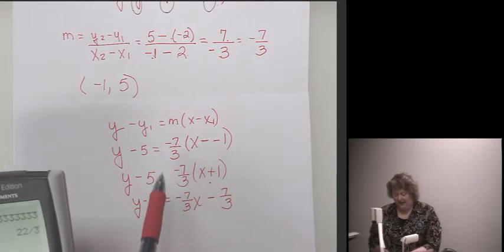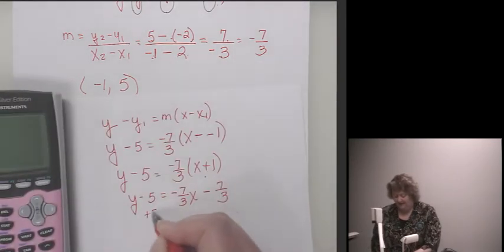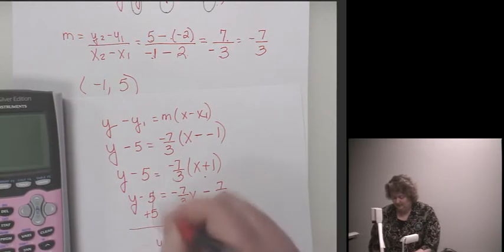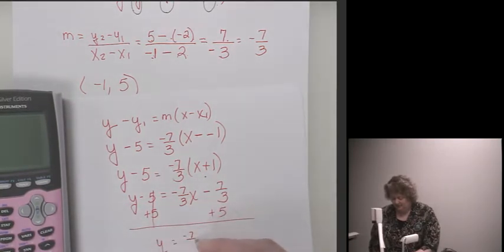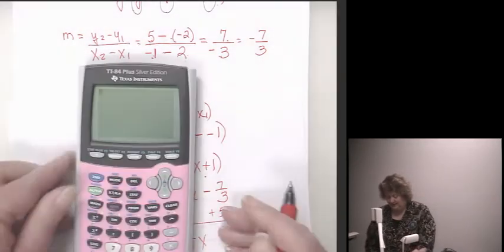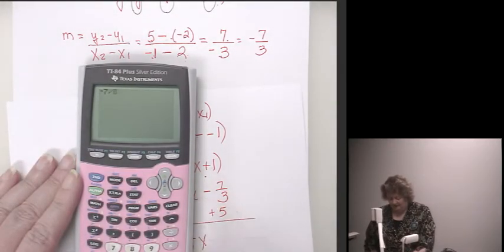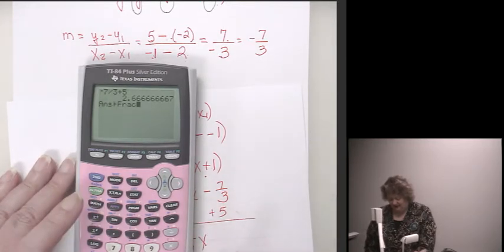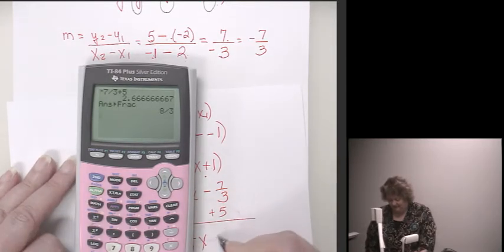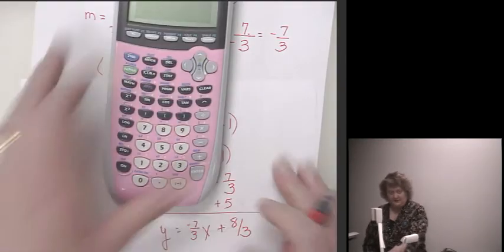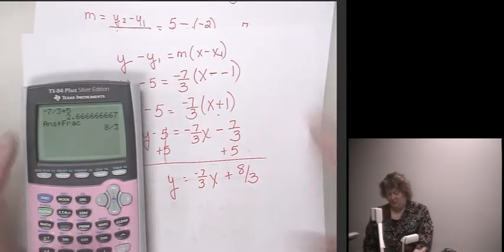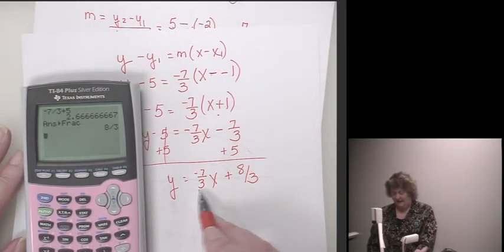Now I'm going to go back, add my 5, and this time I get -7 divided by 3 plus 5, math fraction, and I get 8/3. So my answer is y equals -7/3 x plus 8/3.